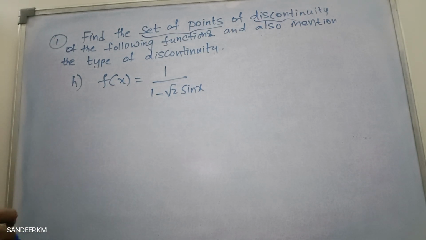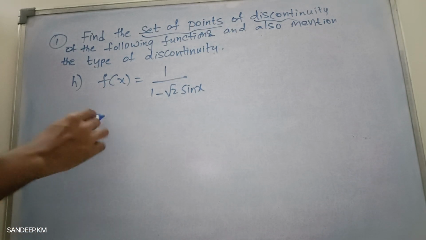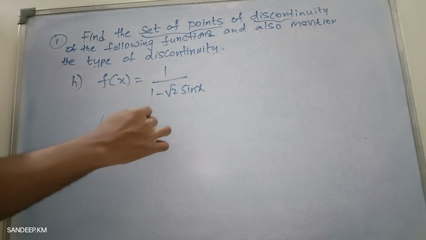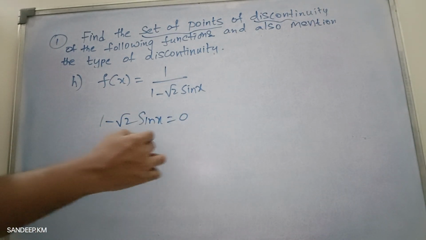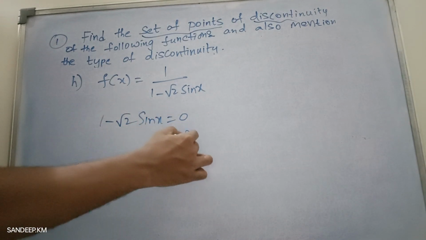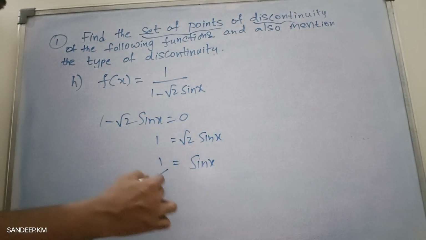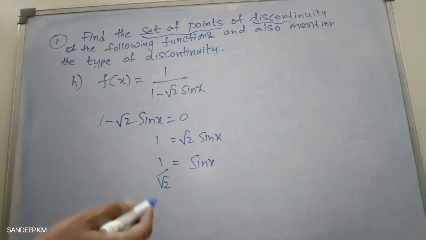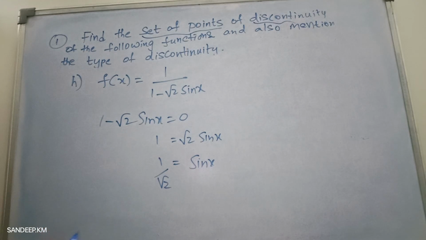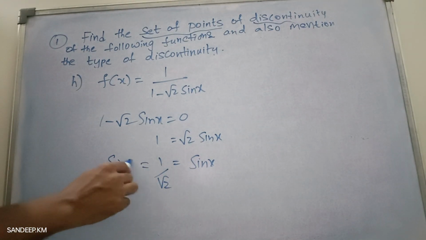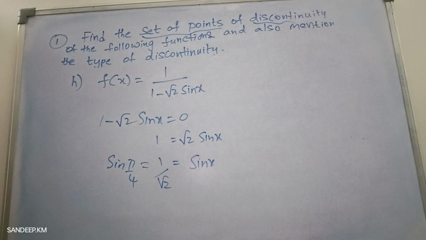Here is one more function. Obviously, for what values of x the denominator is equal to 0, if you find it, you will get the answer. So take the denominator equal to 0. So we will get 1 equal to root 2 into sin x, which means that sin x is equal to 1 by root 2. And in the trigonometric equations chapter, we have already learned how to find the different values of x. If sin x is equal to 1 by root 2, it is sin pi by 4, correct or not? Sin 45 degrees, where pi by 4 is called its principal value.